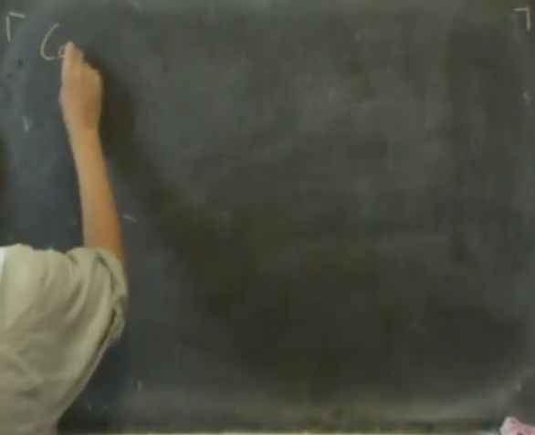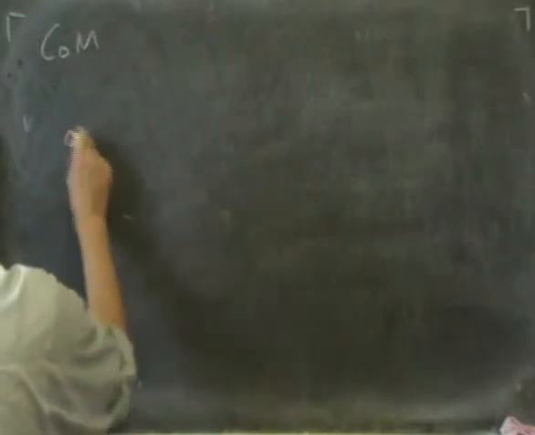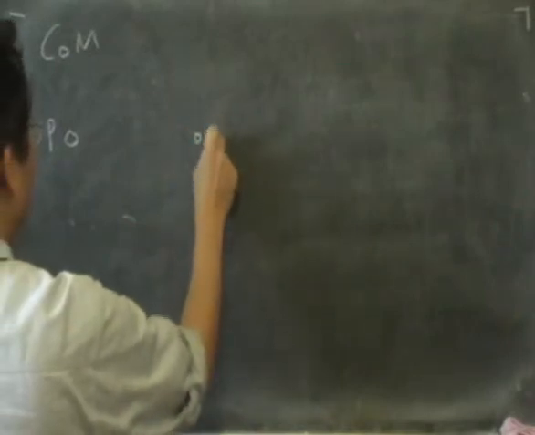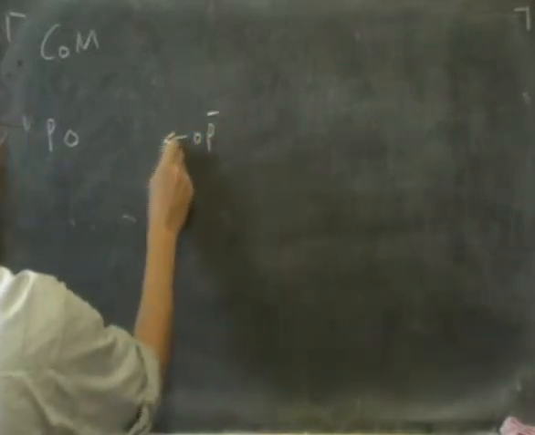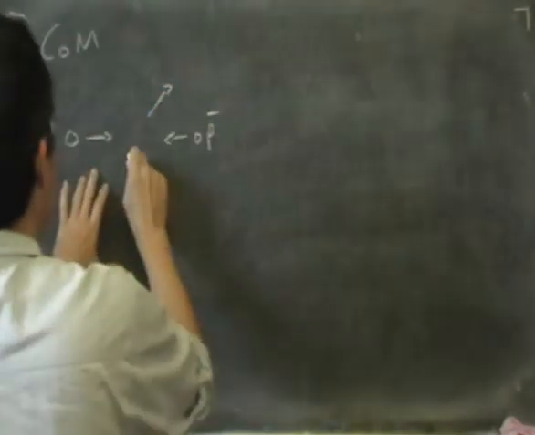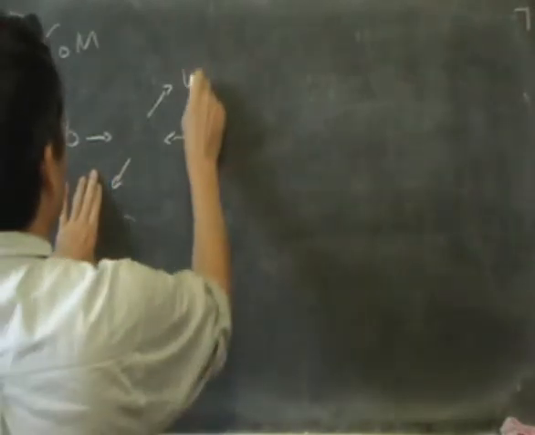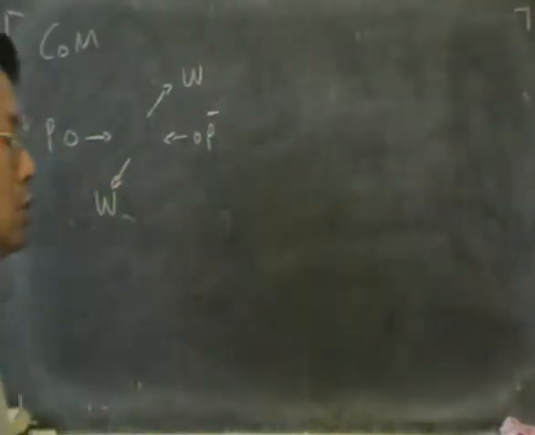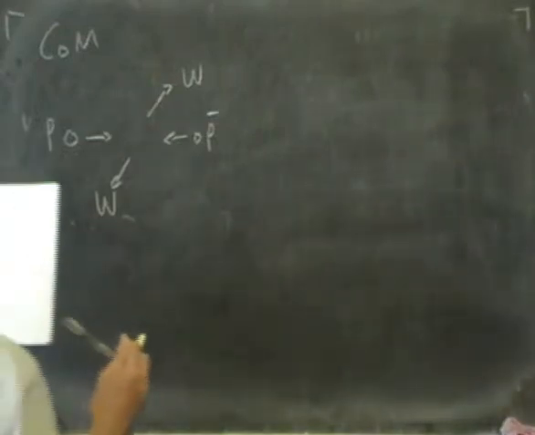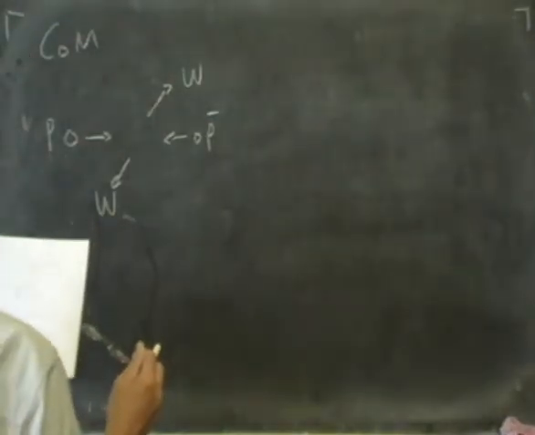So let's start with the center of mass frame. We have the proton and antiproton coming in at each other, and after they collide, they annihilate and produce lots of energy, and for some of the collisions, this energy would produce two W particles.